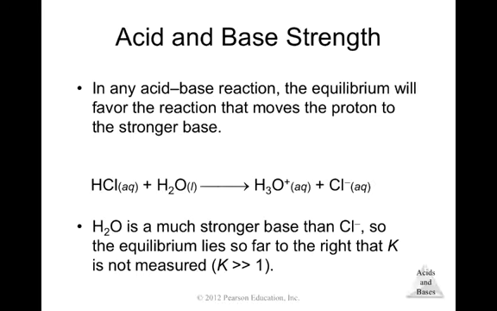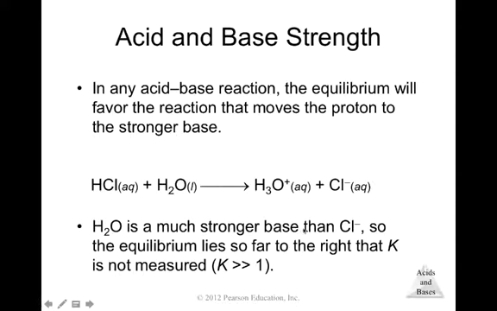Basically, when I talk about their conjugate bases being very strong, in an acid-base reaction, the equilibrium will favor the reaction that moves the proton to the stronger base. All right, so let's think about this for a second. You've got HCl, it's a strong acid. H2O is going to be the base. Here's your conjugate acid. Here's your conjugate base. Okay.